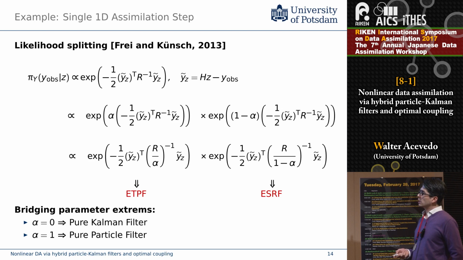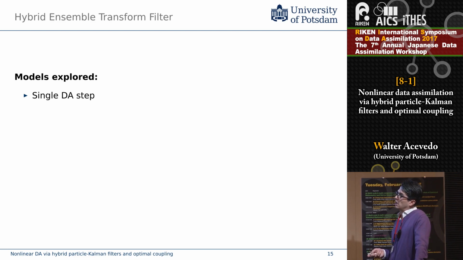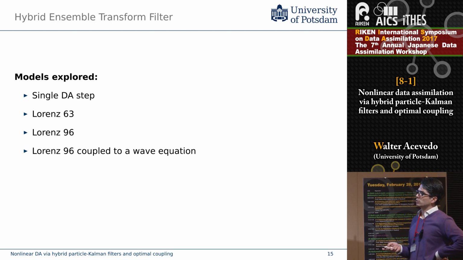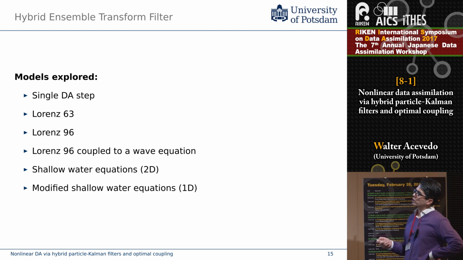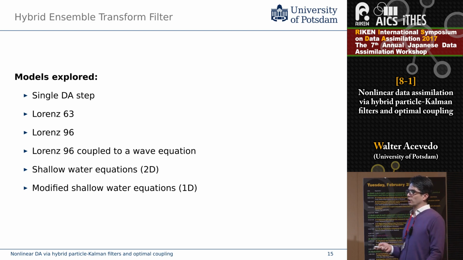In order to get some intuition of how this hybrid works, we have played with different models. We have made many experiments with single DA steps, with Lorenz 63, Lorenz 96. We have also coupled it with a wave equation to see how the balance is affected. Shallow water equations and modified shallow water equations. So these are our explorations so far. Today I'm going to focus on these three, the simplest ones, so that I can go into the details of the different mathematical aspects. I want to mention also that we are currently collaborating with the German Weather Service to implement this filter for the service. So hopefully very soon we will be able to play with COSMO and ICON.